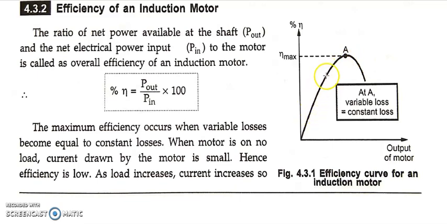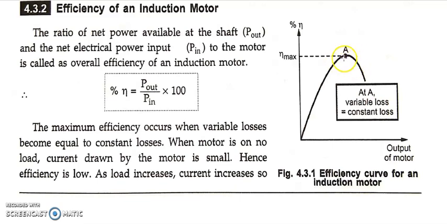Again, if I increase the load current, efficiency will increase, and the power factor will improve. Finally, at point A, the variable losses will increase until they are equal to the constant losses. Constant losses are always present, but from here to here the variable loss will be less, and then it slowly increases till it reaches point A. At point A, the variable loss will be equal to the constant losses. Here we get the maximum efficiency.